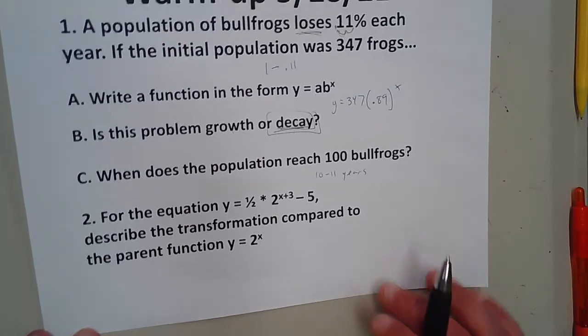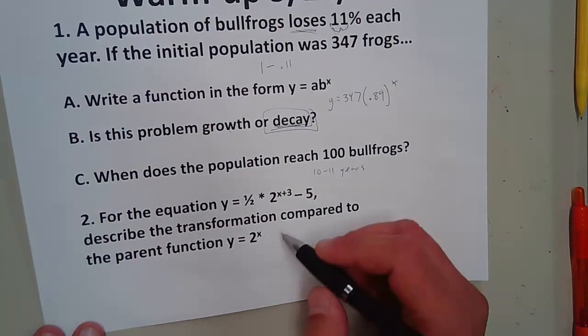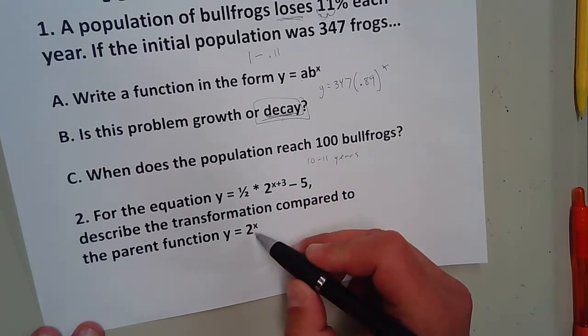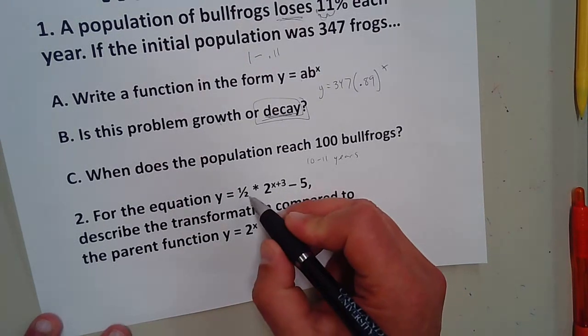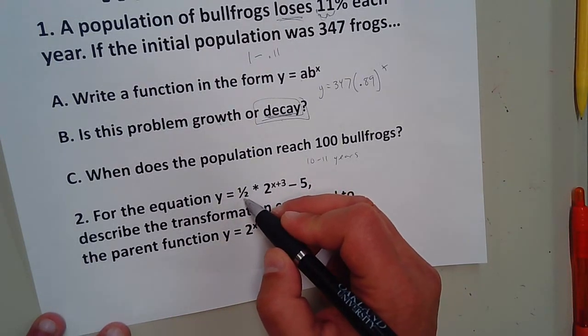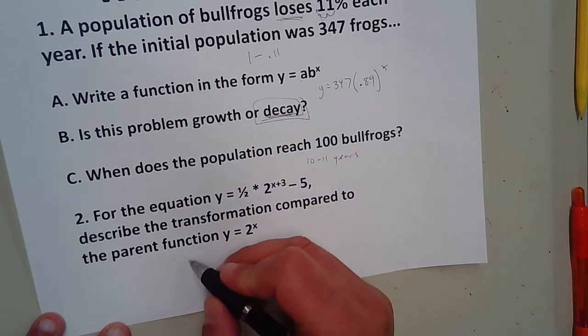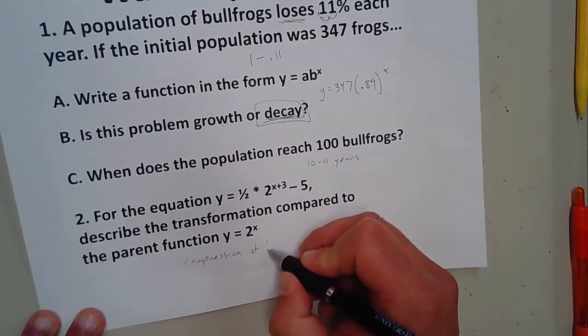Next one says, for this equation, describe the transformation compared to the parent function 2 to the x. So these are both 2 to the x. The difference is this has a bunch of different things being done to it. And we've seen this all year, and it has never changed. So this should be easy peasy. So whatever you're multiplying out front is going to cause a stretch or a compression. In this case, it's less than 1. So it's a compression of 1/2.